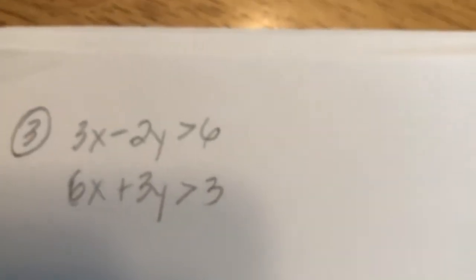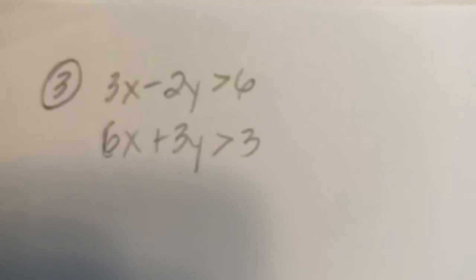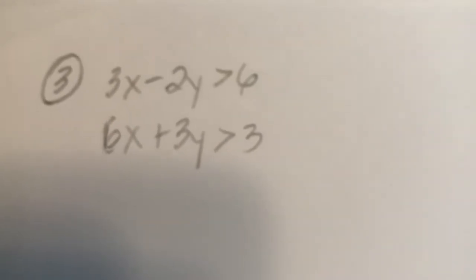All right, for number 3, I'm going to write it out, and then I'm going to have you pause and see if we get the same answer. So 3x minus 2y is greater than 6, and 6x plus 3y is greater than 3, okay? So take that system. I want you to pause the video now, and we'll see if we get the same answer.